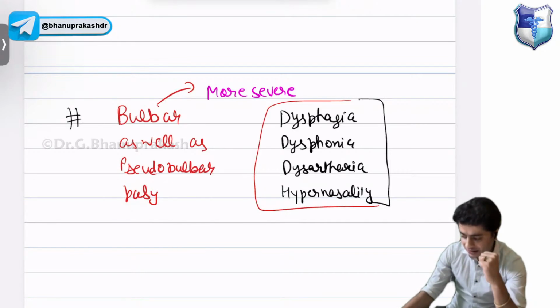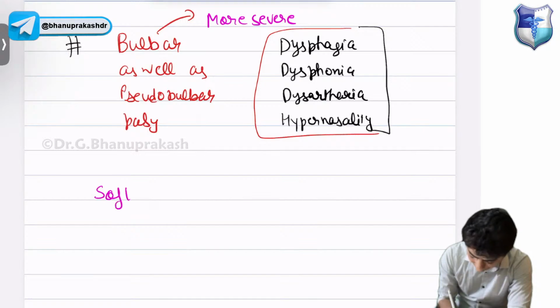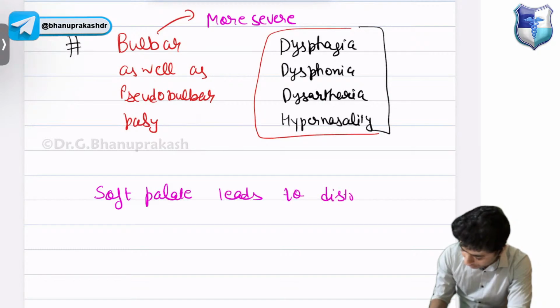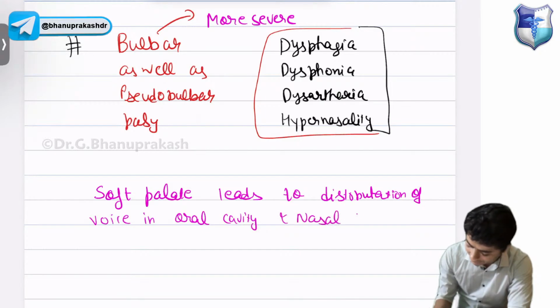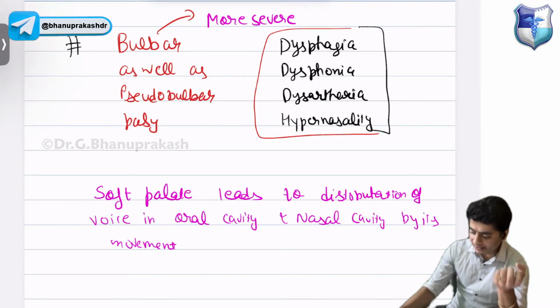And why is this coming? Because we know that there is the soft palate, and this soft palate leads to distribution of voice in the oral cavity and in the nasal cavity by its movement. So the soft palate moves and it distributes voice in the oral as well as the nasal cavity.